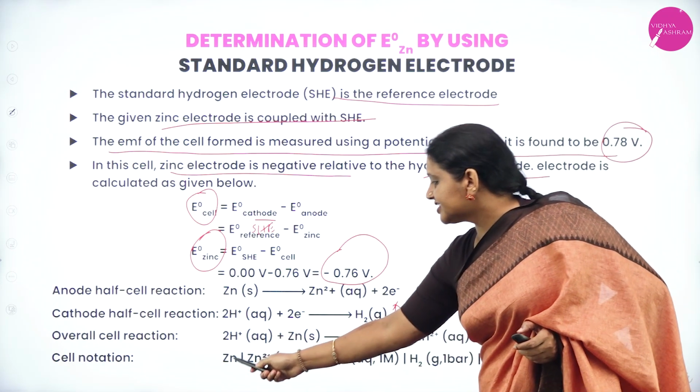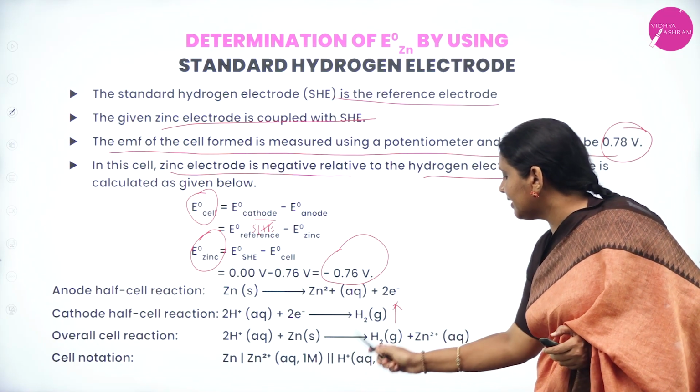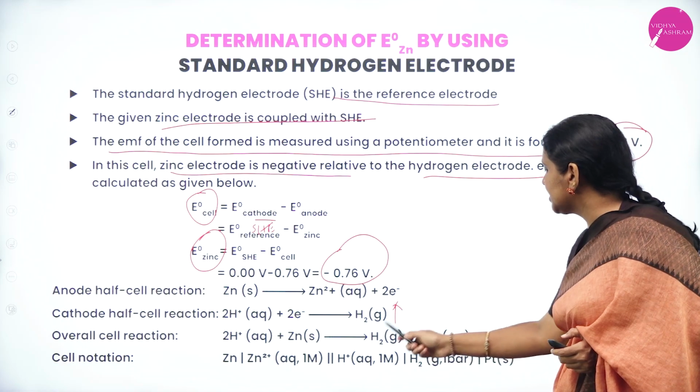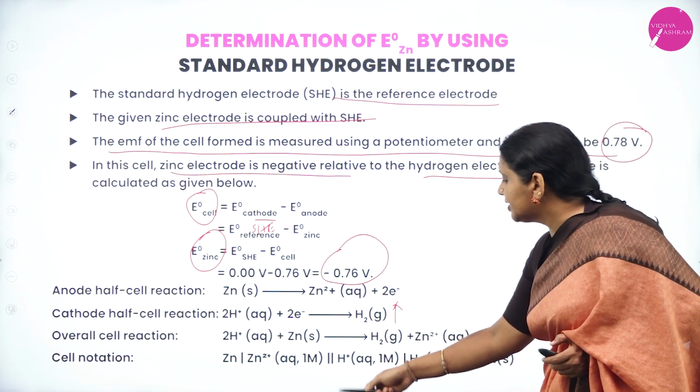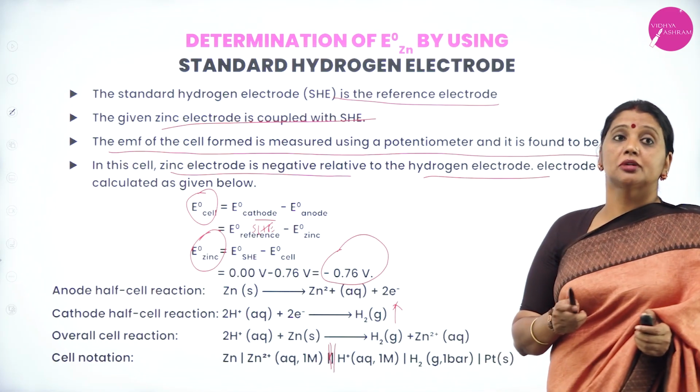Cell notation: zinc in contact with Zn2 plus in solution whose concentration is 1 molar, and H plus ions in concentration 1 molar, with hydrogen in contact with H plus ions. They are separated by a double vertical line, which represents the salt bridge.